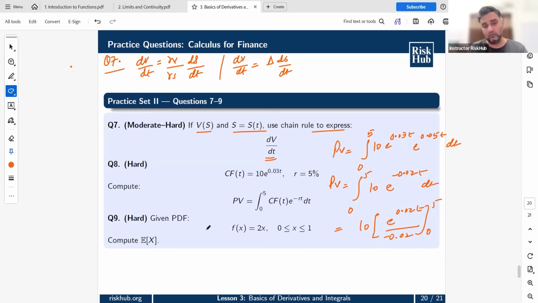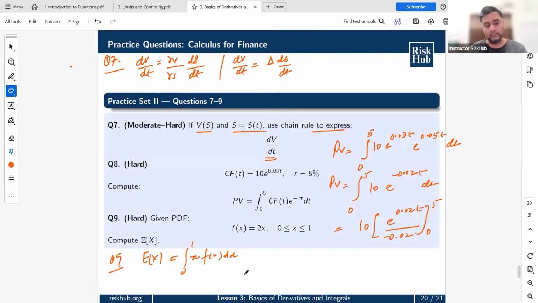Question 9: f(x) is the given PDF, f(x) = 2x for x from 0 to 1. You have to find the expected value. So the expected value is the integral from 0 to 1 of x f(x) dx.